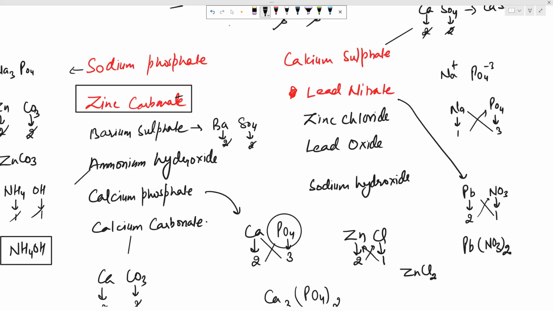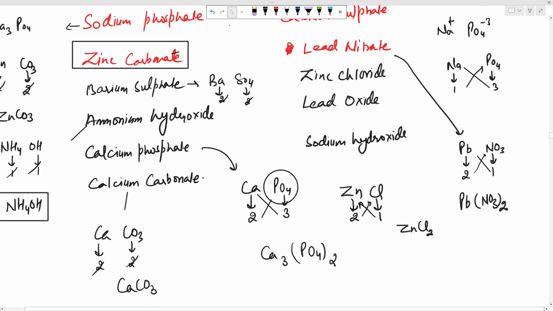Okay. Lead oxide is PbO. Lead is 2 and oxide is also 2. Cut it, you will get PbO. And sodium hydroxide: Na is 1, OH is also 1. So it is NaOH. You understood? So that's all for today.